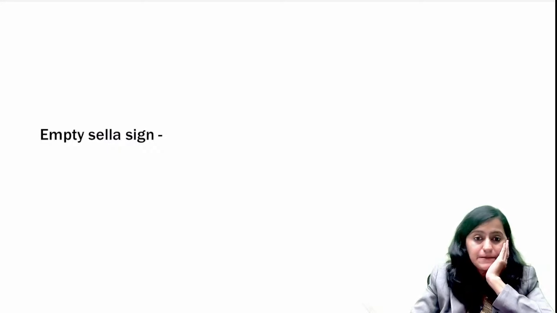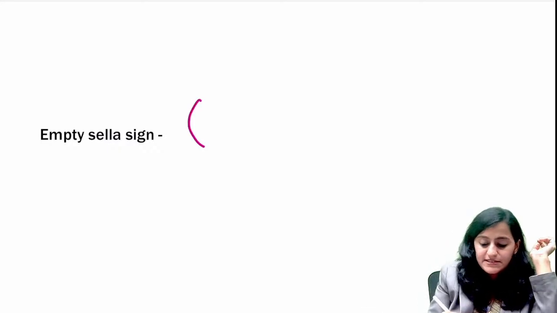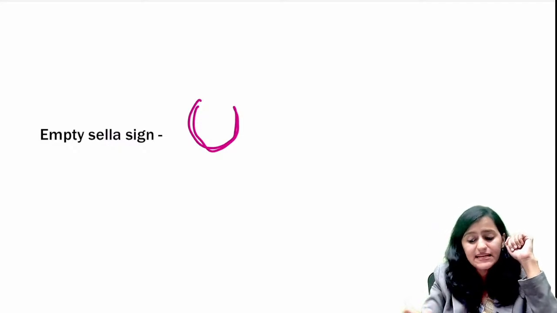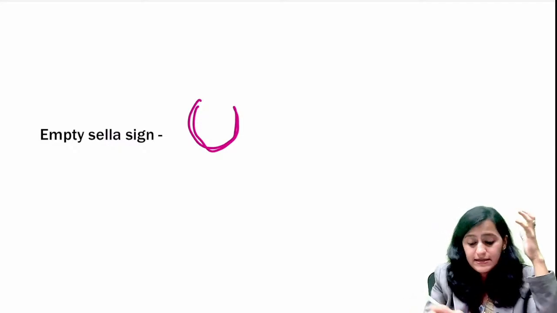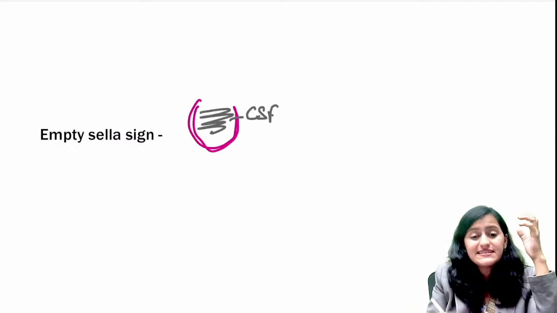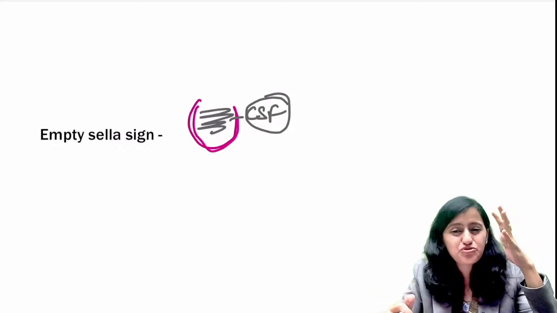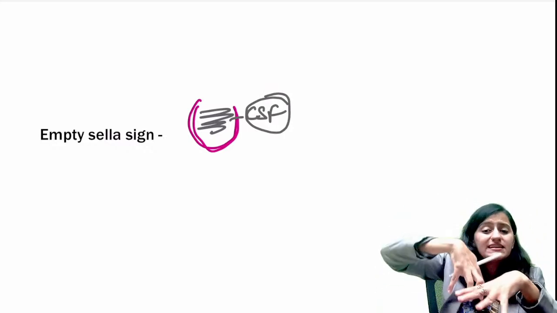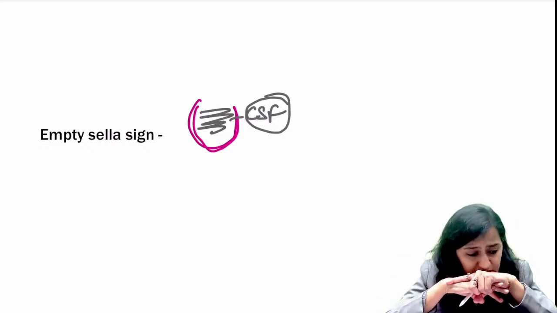Empty sella, right? That basically means this sella, inside which normally what should be there? Inside the sella the pituitary should be there, but it is not seen. So instead, what is seen? There is CSF in the sella. Pituitary is compressed by the CSF, right? So what has happened is the CSF has gone into the sella. So where do you see that?